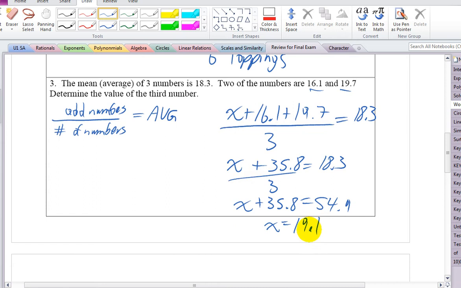So x equals 19.1. What I did is I added the two top numbers together to get the total value. And then I did the opposite of divide by 3. I multiplied by 3. So 54.9. And then I subtracted 35.8. If I wanted to, I could have got rid of this divide by 3 right at the beginning. It wouldn't have affected anything. Any questions? All right, turn it over.